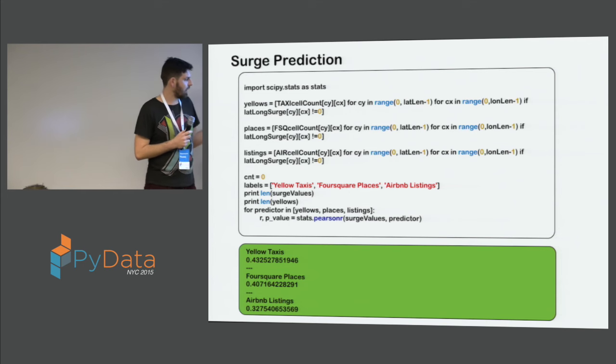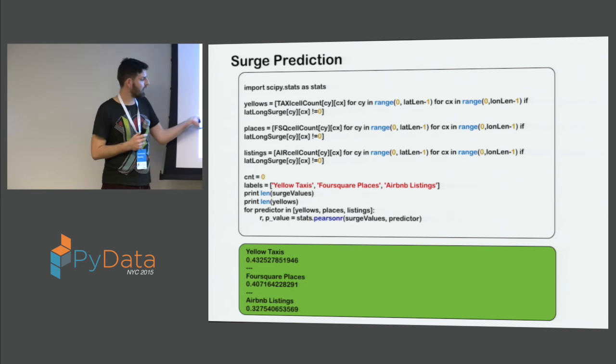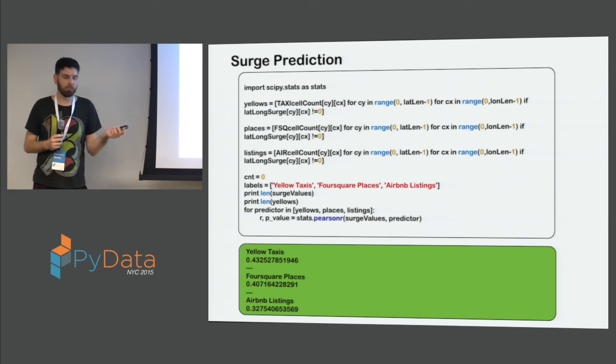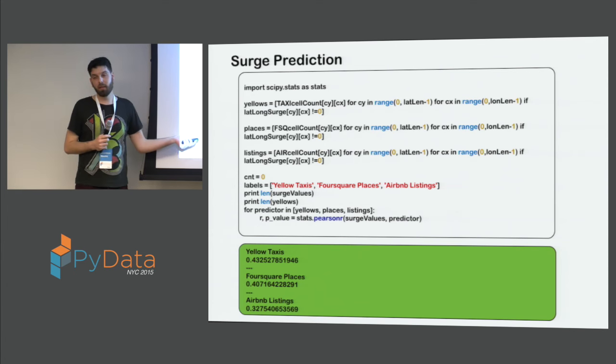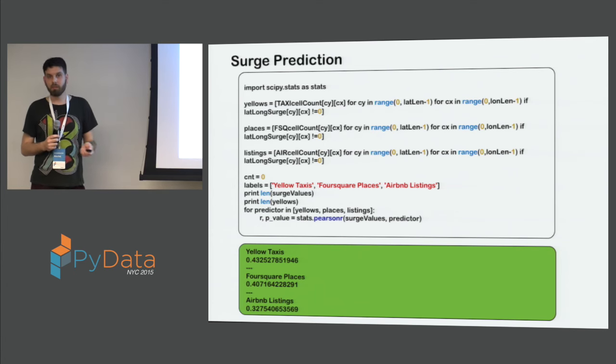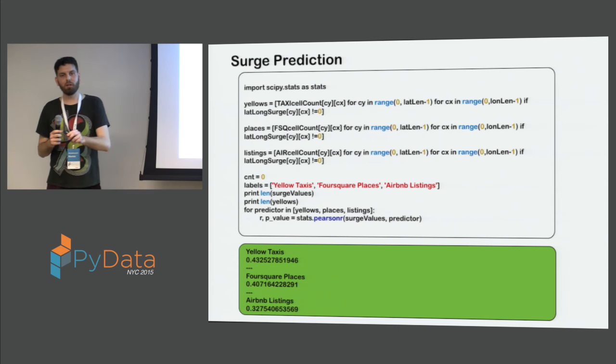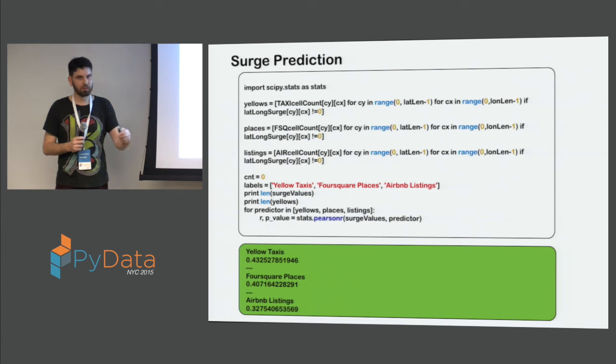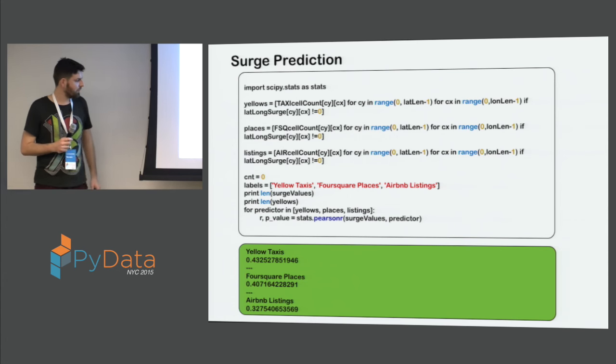If you get the data for yellow taxis, you can see that the Pearson R correlation is 0.43. For Foursquare places it is 0.4. Of course, an important thing to take into account here is we have used a sample of both, and the sample matters. Here the goal is to show you the methodology. When you get different data sets from your sources, you might get different numbers here.